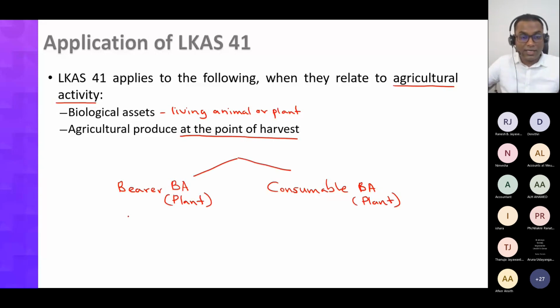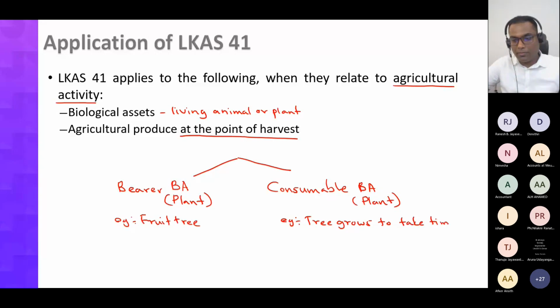Now, as I mentioned, the example here is a fruit tree. The tree grows to take timber, right? Tree grows to take timber. Now, the particular fruit tree is considered as property, plant and equipment. This is a PP&E coming under LKS 16.